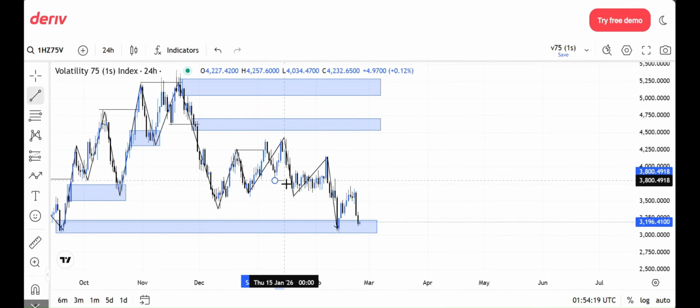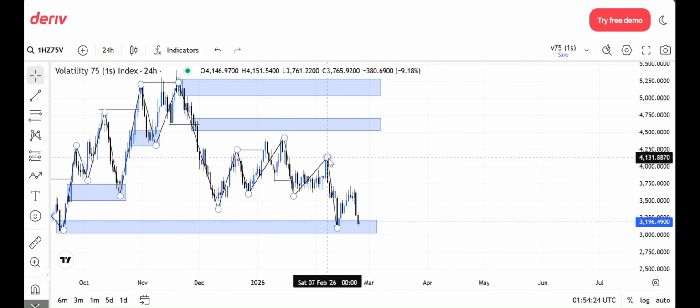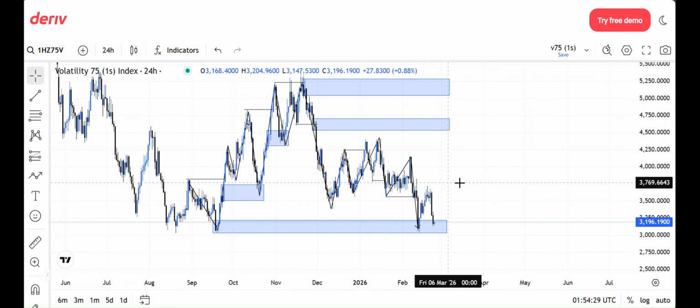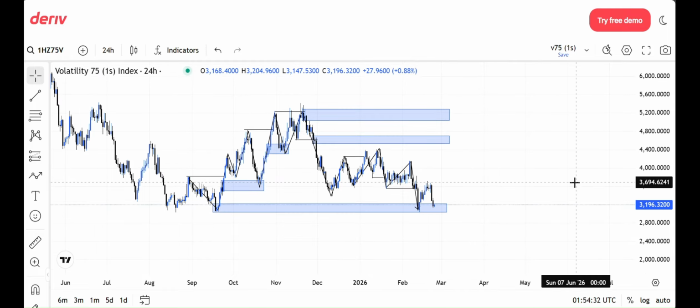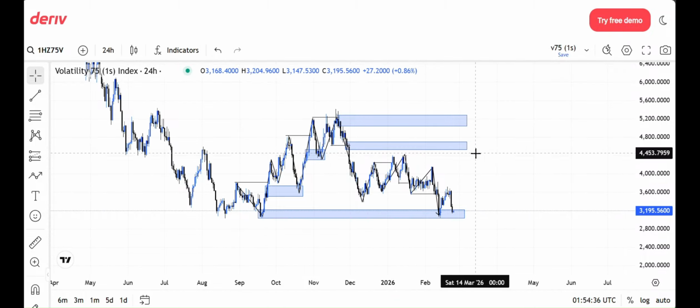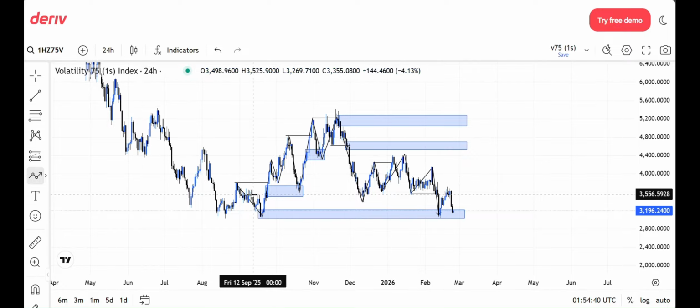Another structure to the downside. There was a break of structure to the downside, and then a retracement, another break of structure to the downside. So this is what we are having, but majorly in the daily range, this is actually what we are having.